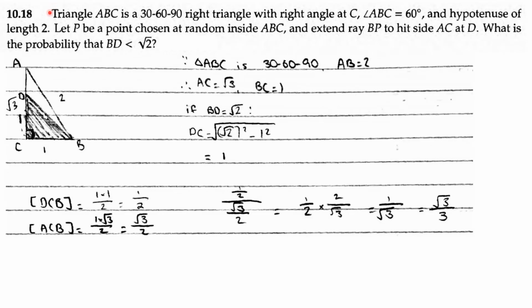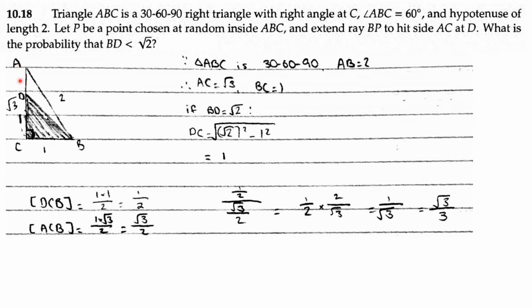AOPS counting and probability 10.18. Triangle ABC is a 30, 60, 90 right triangle with the right angle at C, and angle ABC is 60 degrees and hypotenuse of length 2. Let P be a point chosen at random inside ABC and extend ray BP to hit side AC at D. What is the probability that BD is less than square root 2?